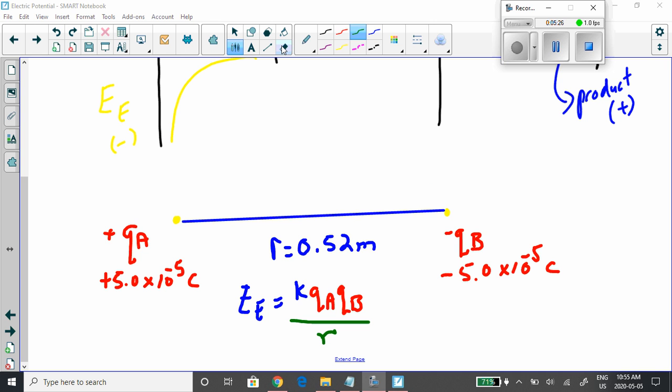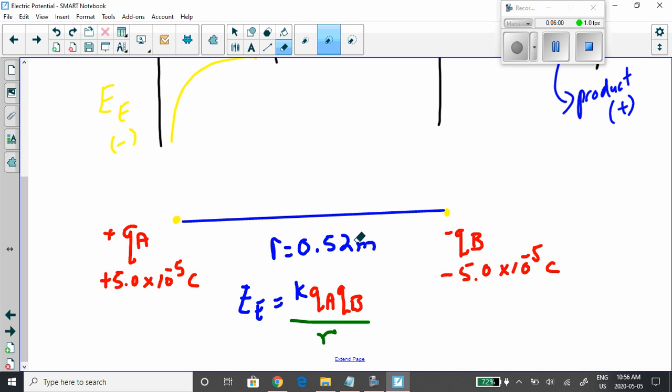So we could do an example. Let's say you have a charge here. We'll call it charge QA. Let's say it's positive, 5.0 times 10 to the negative 5 coulombs. And 0.52 meters away, there's another charge, QB. It's a negative charge, negative 5.0 times 10 to the negative 5 coulombs. And we would like to know the electric potential energy that is established between these two.